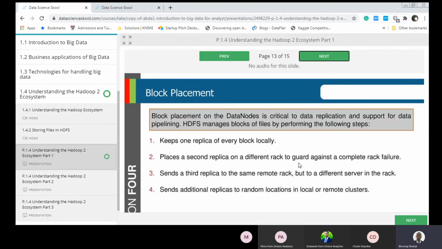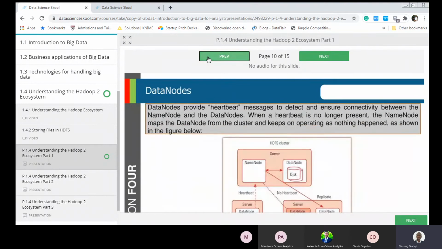So anything on this particular data block is replicated on another data block somewhere else, in such a way that if the disk goes down or that data block is corrupted or anything happens to it, at least the data will not be lost. It also places the second replica on a different rack to guard against a complete rack failure.